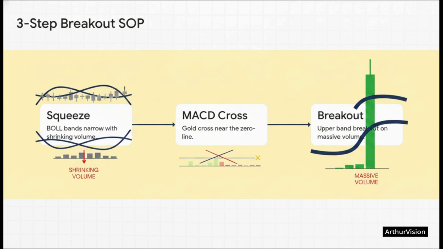Finally, step 3, the golden breakout. A massive, high-volume green candle forcefully breaks through the upper Bollinger Band, forcing those bands to aggressively snap open. When all three of these things happen simultaneously, boom, you have your ultimate undeniable buy signal.